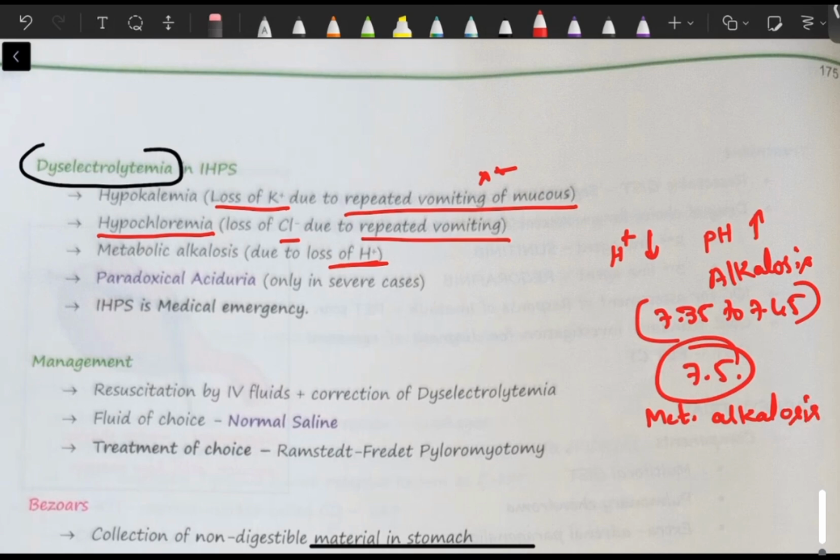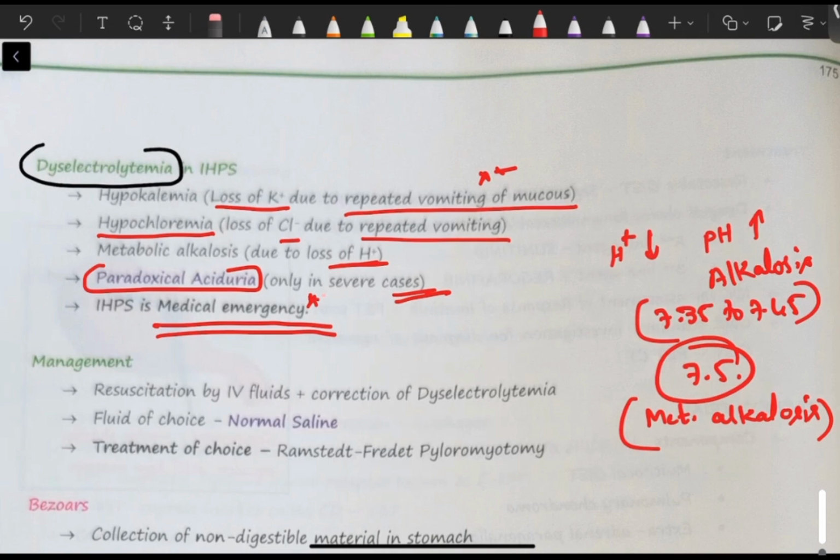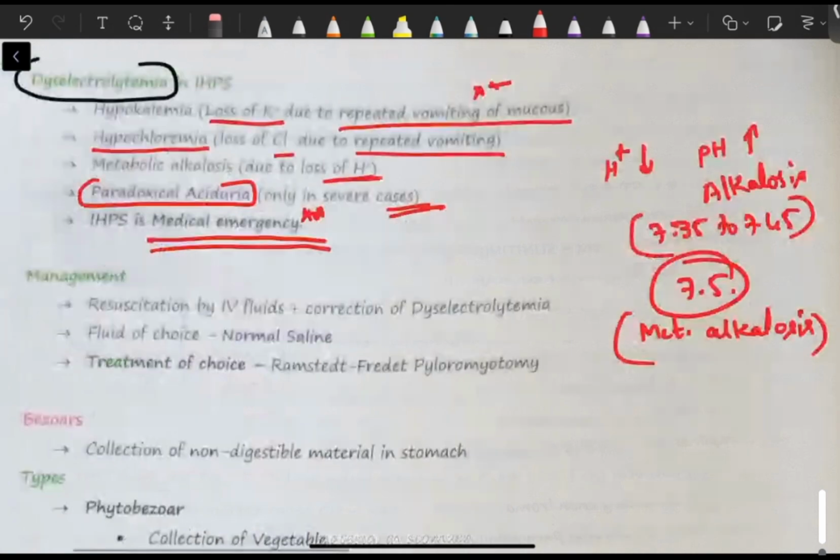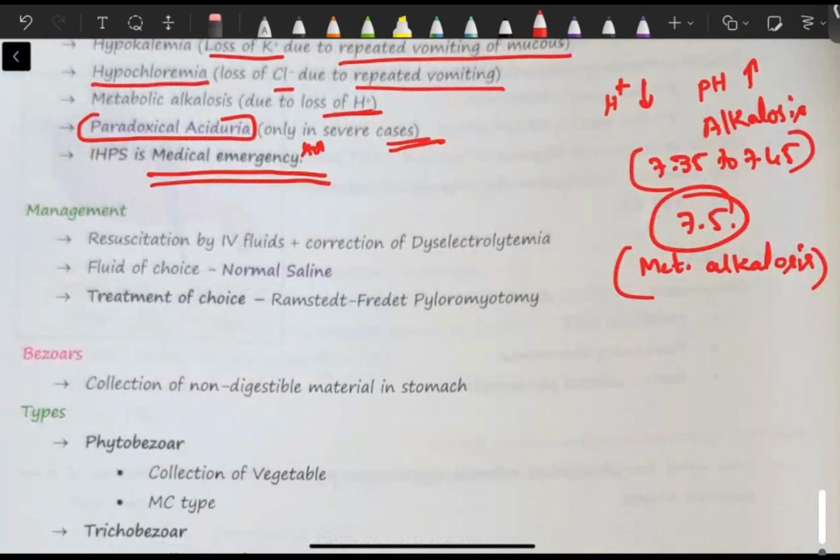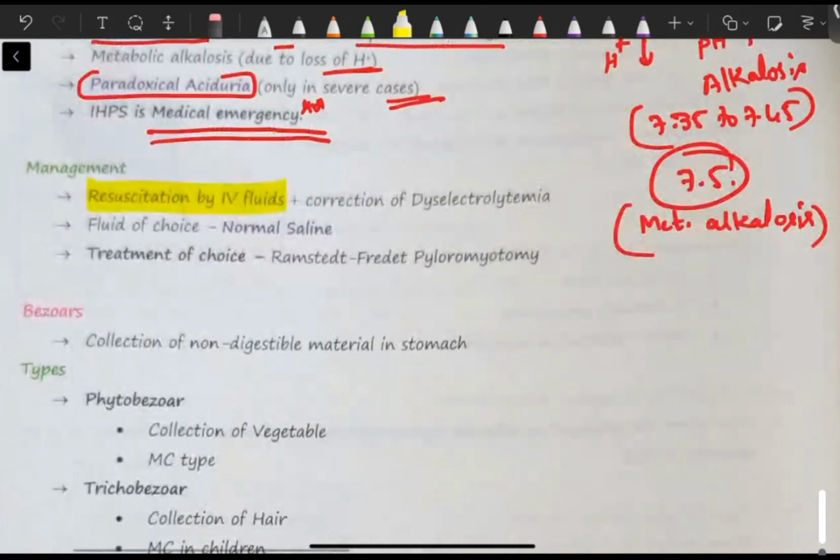So if asked what the electrolyte feature is: metabolic alkalosis along with hypokalemia, hypochloremia and paradoxical aciduria. Only in severe cases you will see paradoxical aciduria, otherwise not. Hence this should be treated as a medical emergency, because dyselectrolytemia can lead to arrhythmias and hence death of the patient. So how will we treat this case? We go for electrolyte correction first, because that is what will lead to death. So resuscitation by IV fluids and correction of dyselectrolytemia. Fluid of choice is normal saline. This is for emergency management.